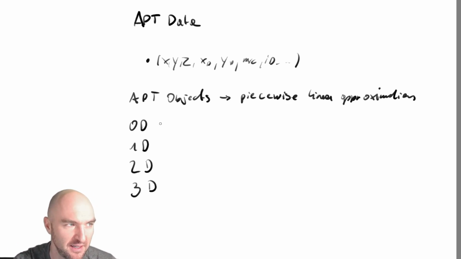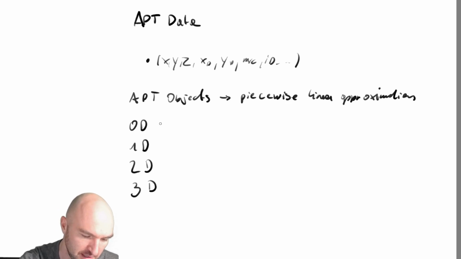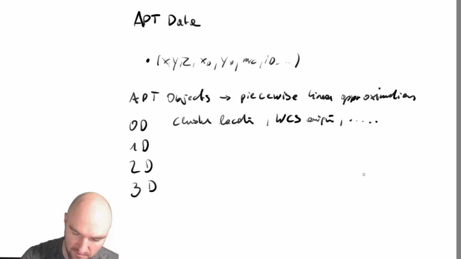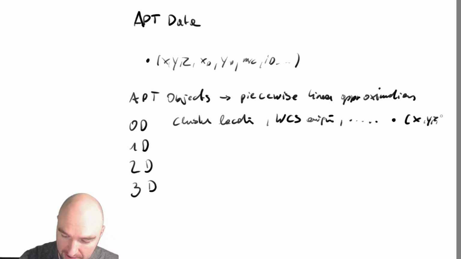But their mathematical dimensionality might be anything up to 3D. So 0D might be a cluster location, or a work coordinate system origin, or whatever. It's represented by a point, and that point has an x, a y, and a z coordinate. Maybe we'll just write it as vectors.